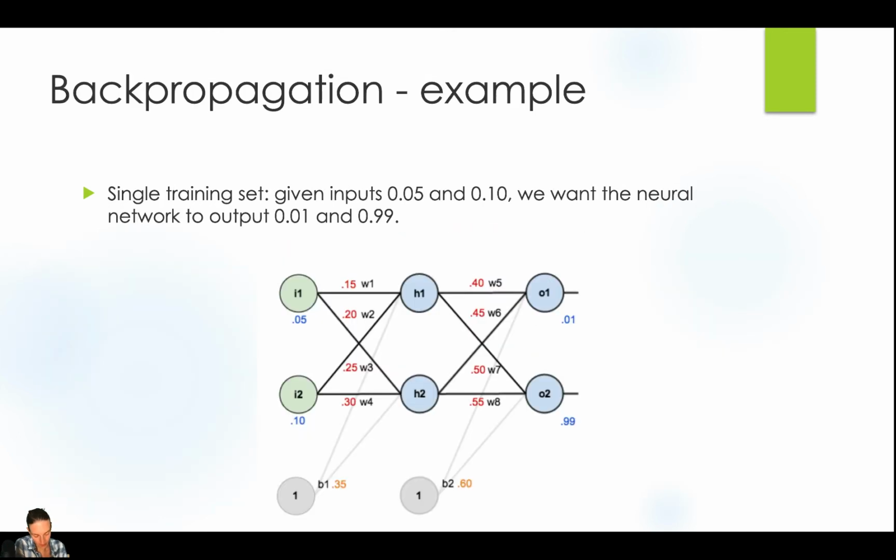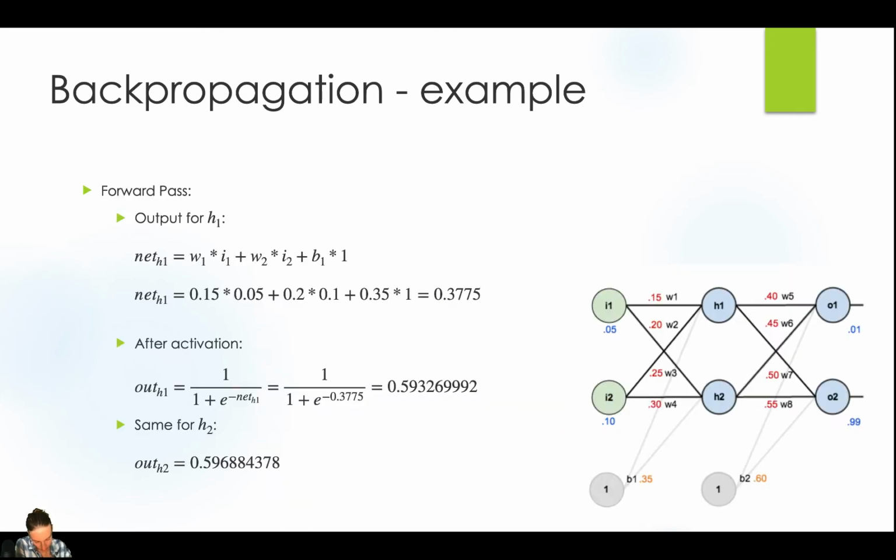Okay. Let's look at a very detailed example here. Imagine you have a single training set. It's been given inputs 0.05 and 0.10, and we want the neural network to output 0.01 and 0.99. So these are the inputs and these are the desired outputs.